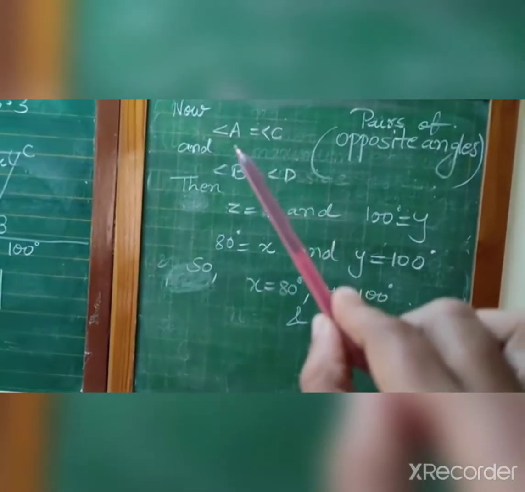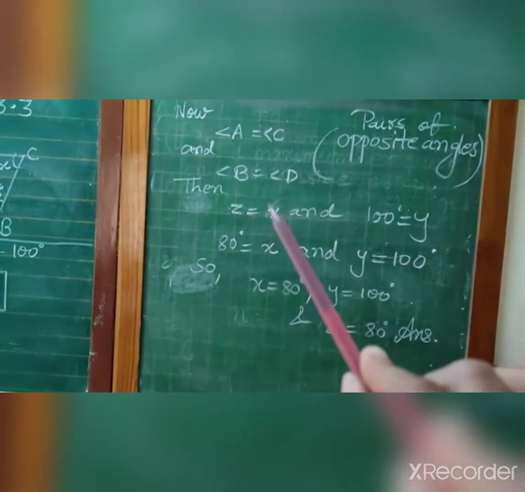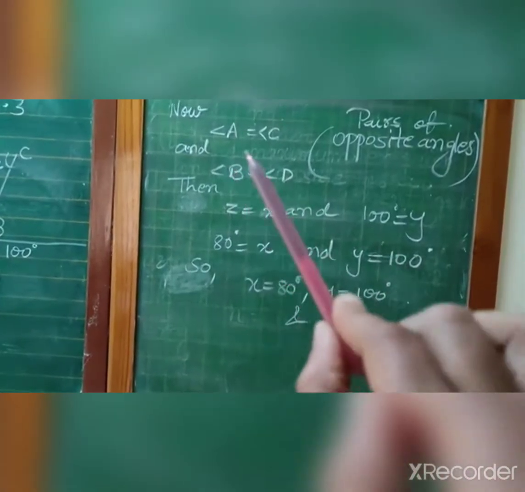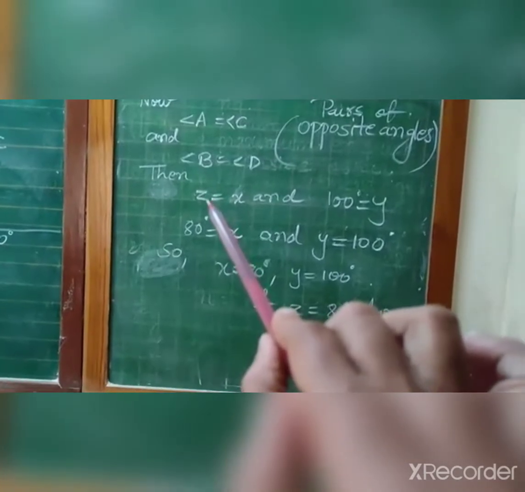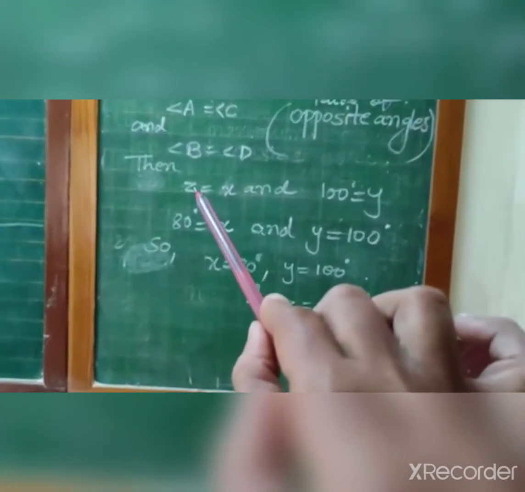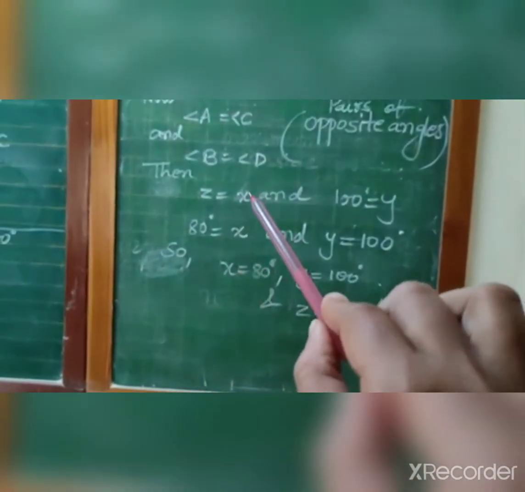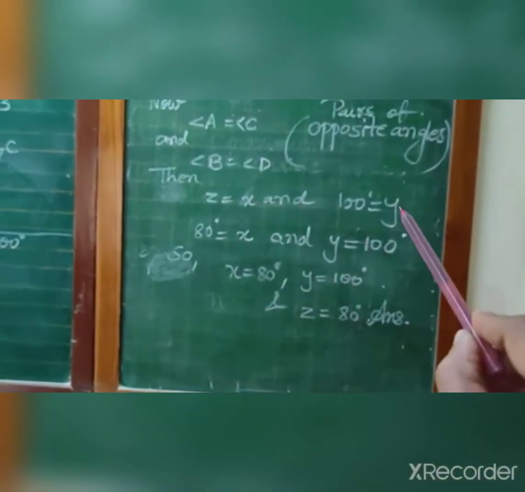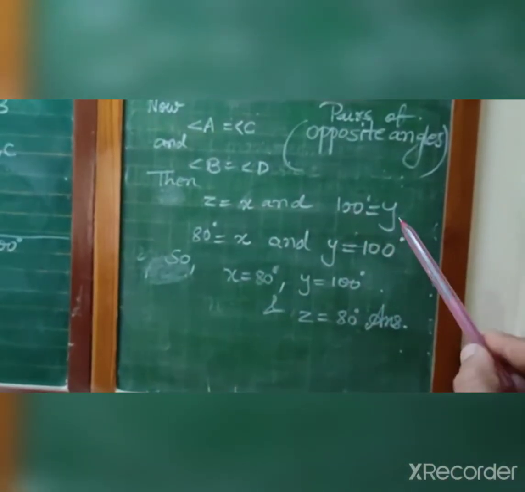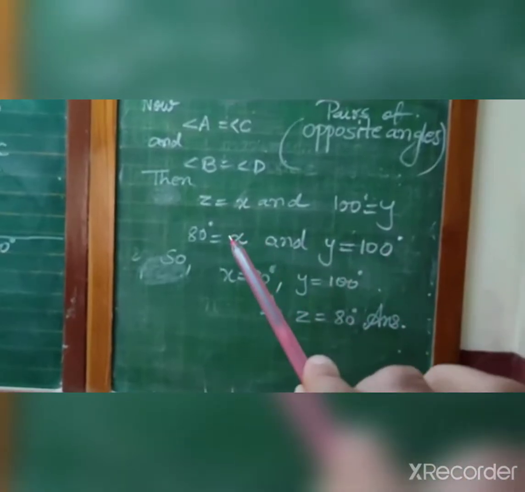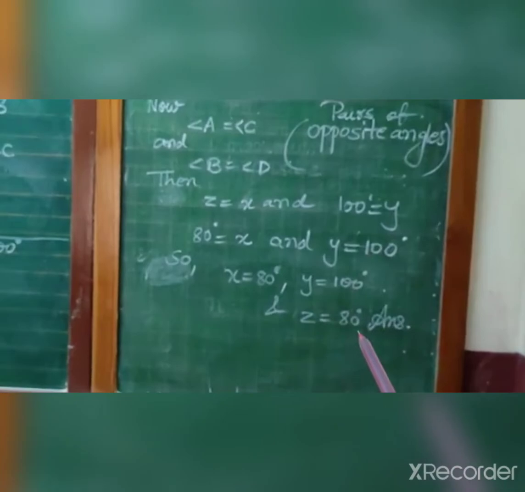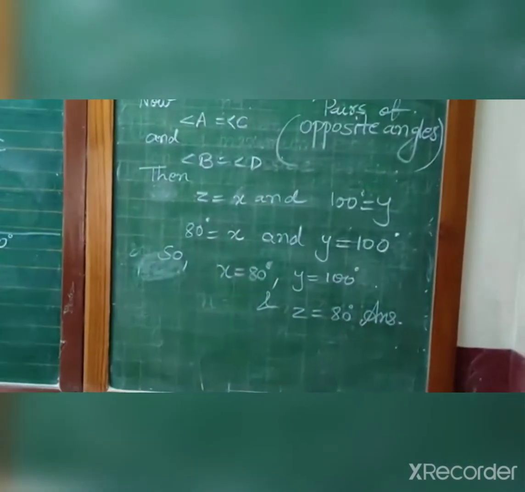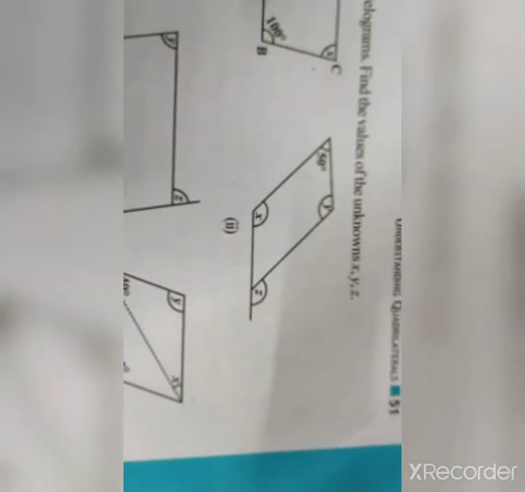The angle A is Z, C is Z, and 100 degrees is given, the measure of angle B and Y. We calculated the value of Z as 80 degrees. So 80 degrees is equal to X, and we can change the position of Y. So Y equals 100 degrees. So X equals 80 degrees, Y equals 100 degrees and Z equals 80 degrees. These are the values. Now see in the second figure, opposite angles are equal.